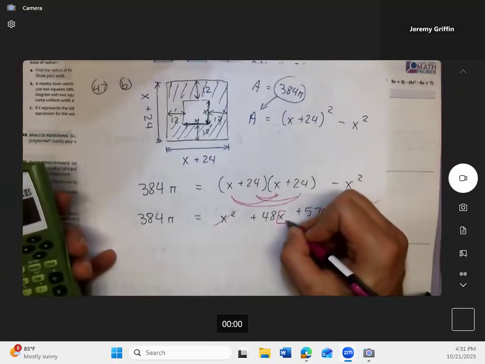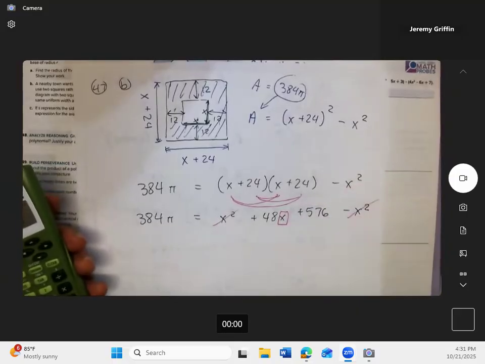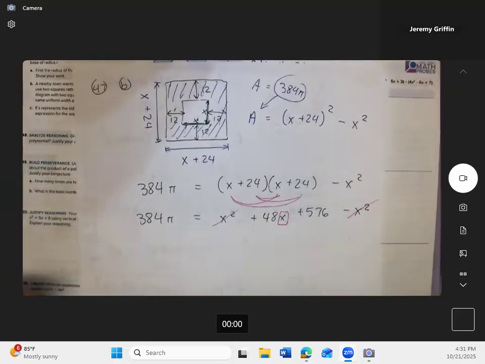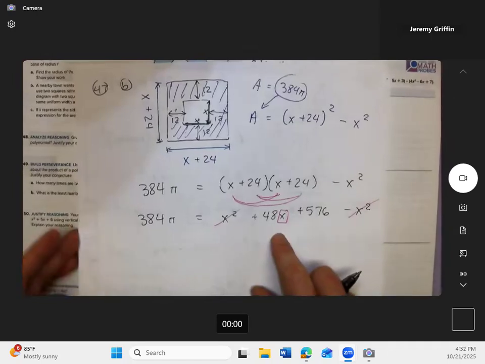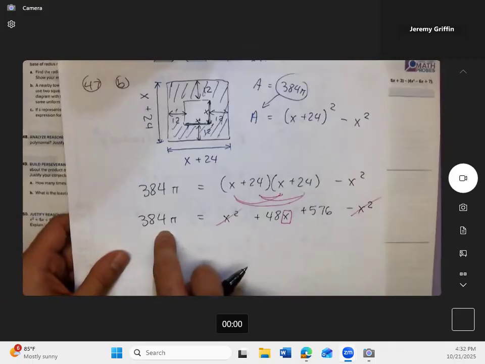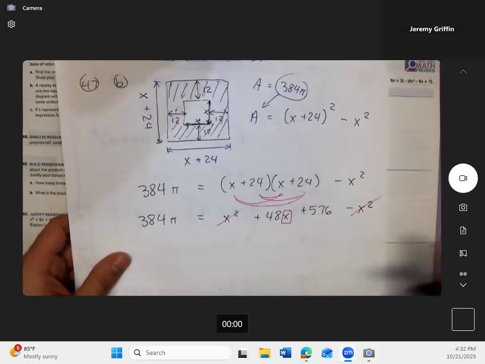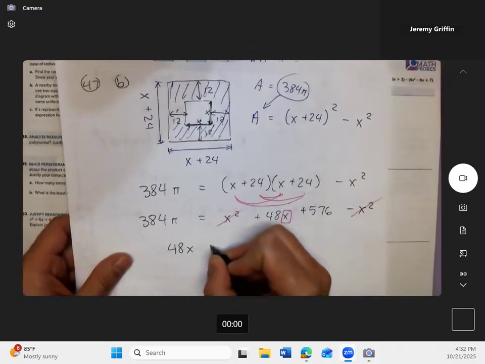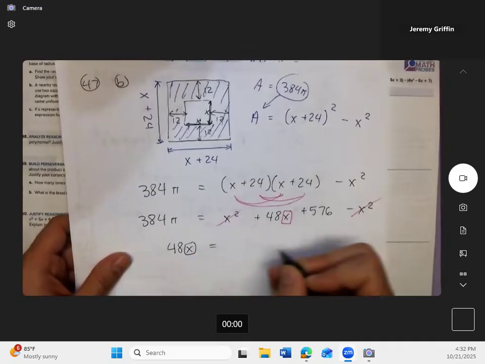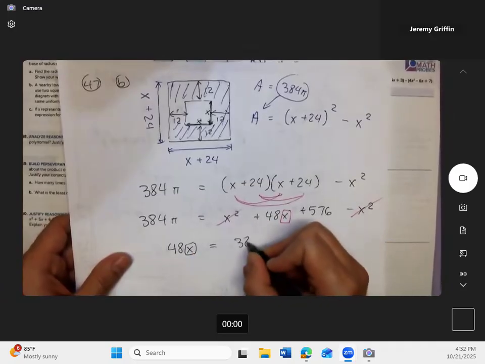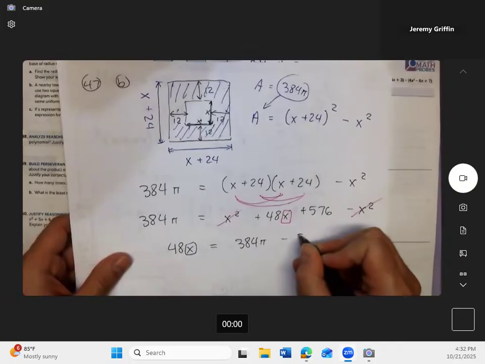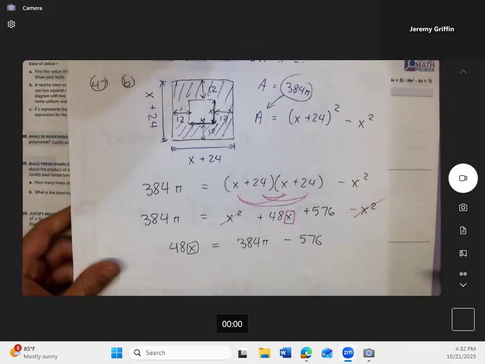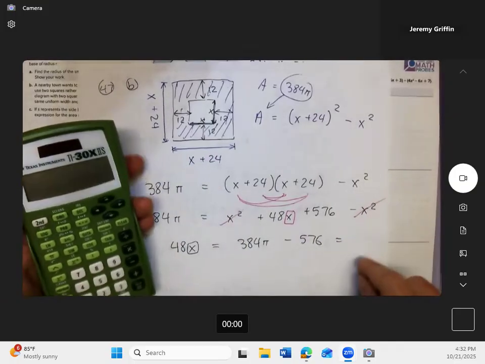That's not tricky at all. I was thinking it would probably lead to a quadratic equation, but no, nothing like that. Here I will turn this into a decimal. I know we have terms of pi, so let me subtract over the 576. 48x, solving for x, equals 384 pi minus 576, if you just subtract that over. Let me get a decimal value.